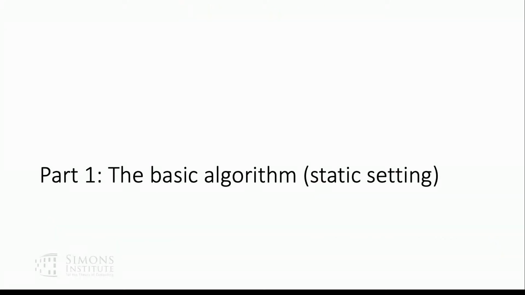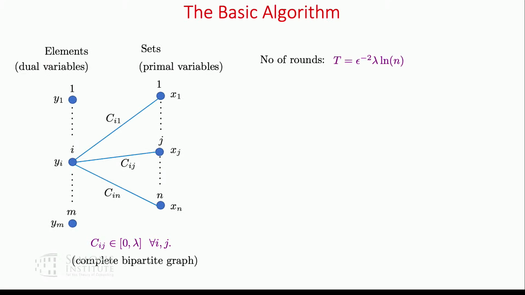Good. So what's the basic static algorithm? Okay, it will consist of T rounds, where T is roughly lambda times log n divided by epsilon squared. And we will work with weights. So we will keep a weight for every set denoted by x_j hat initialized to 1, and a weight for every element denoted by y_i hat initialized to 0.